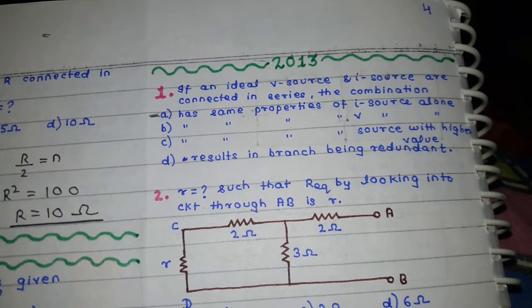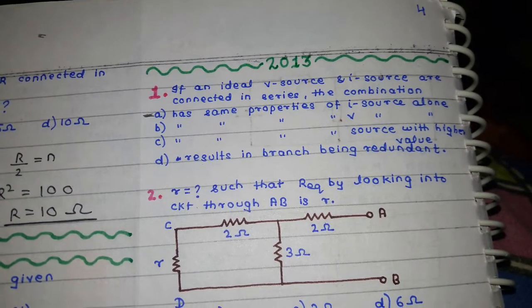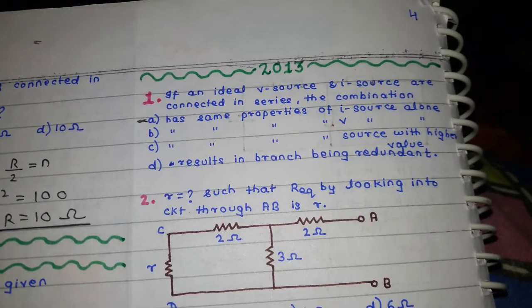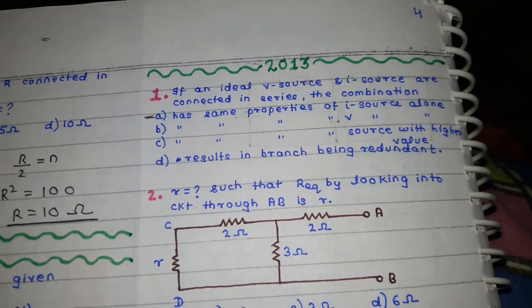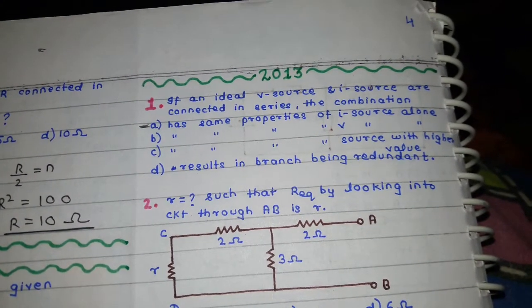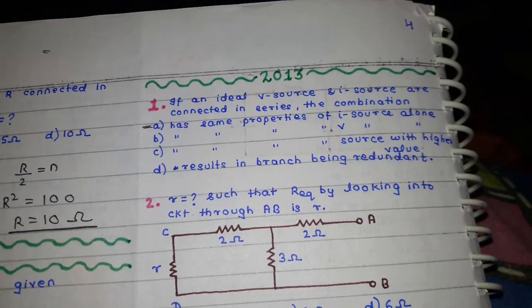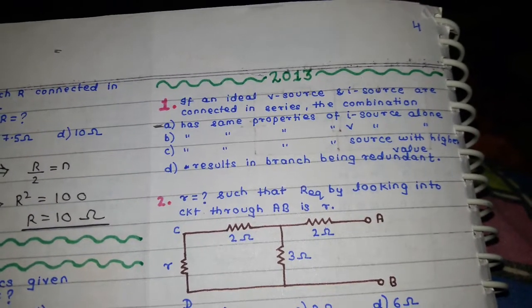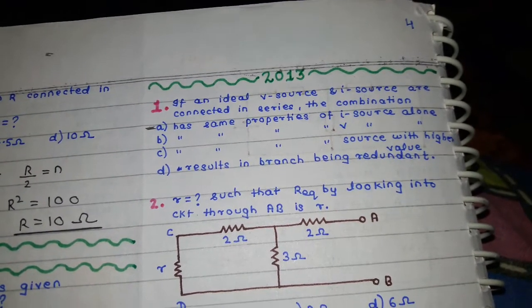The first question that we are having is, if an ideal voltage source and current source are connected in series, the combination has the same properties of current source alone, has the same properties of voltage source alone, has the same properties of sources with higher value, or results in the branch being redundant. So the answer is A, has the same properties of current source alone.